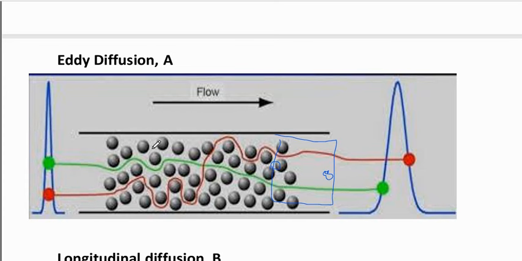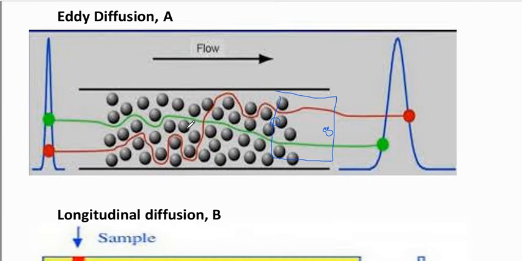So if some particles are big, some are small, it will create different paths in the column. Bear in mind, this factor is not dependent on the solvent flow rate, because even if you increase or decrease the solvent flow rate, it will still allow the multiple paths to occur in the column. So first we have non-even particle size or non-uniform packing.